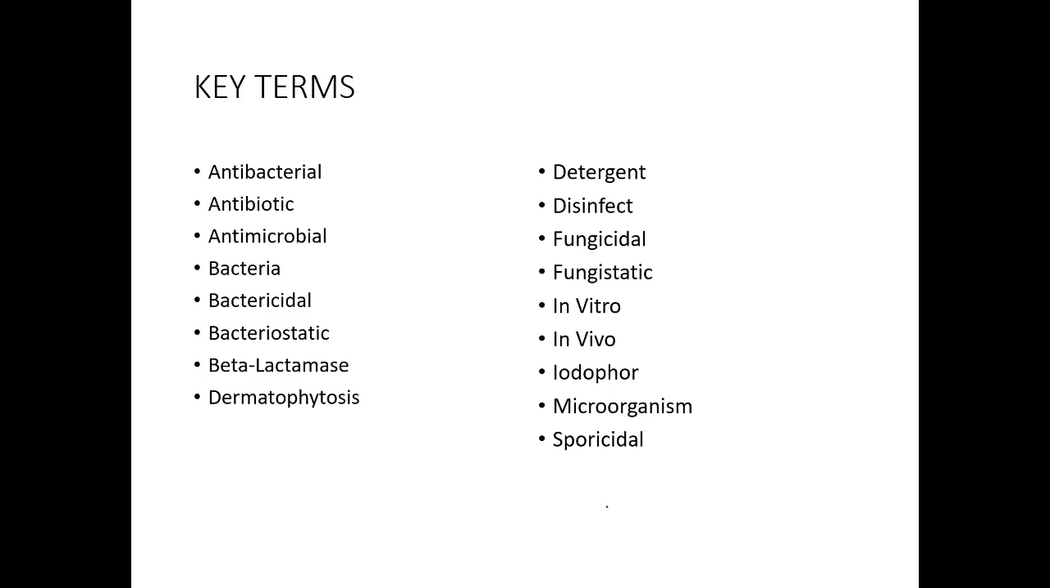Some key terms for this whole chapter would be antibacterial versus antibiotic. Antibiotic means anti-life. Antimicrobial means anti-microbe. Now, both of those words, antibiotic and antimicrobial, can refer to antibacterial or antifungal or antiviral, because it's anti-life. Bacteria, we need to understand bacteria and the different forms of bacteria. Bactericidal versus bacteriostatic. Different drugs perform their jobs either by killing bacteria or by limiting their growth so the immune system can kick in. You need to know the difference between the drugs that do that.